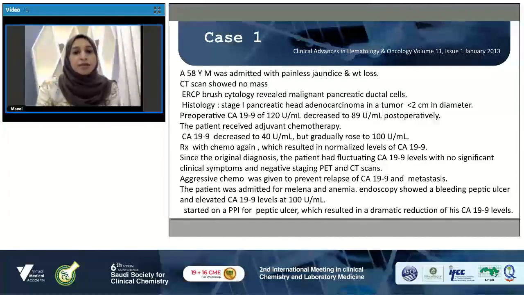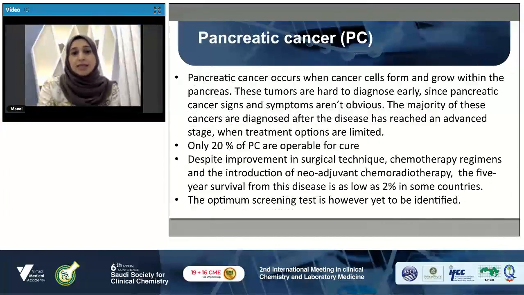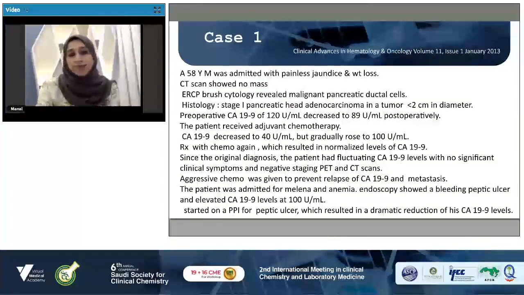Later, the patient was admitted with a history of melena and anemia. He had an endoscopy, which showed bleeding peptic ulcers with an elevated CA19.9 of around 100. The patient was started on proton pump inhibitors, which resulted in a dramatic reduction in his CA19.9, and since then there has been no much fluctuation. So just remember this case as we walk through the presentation.